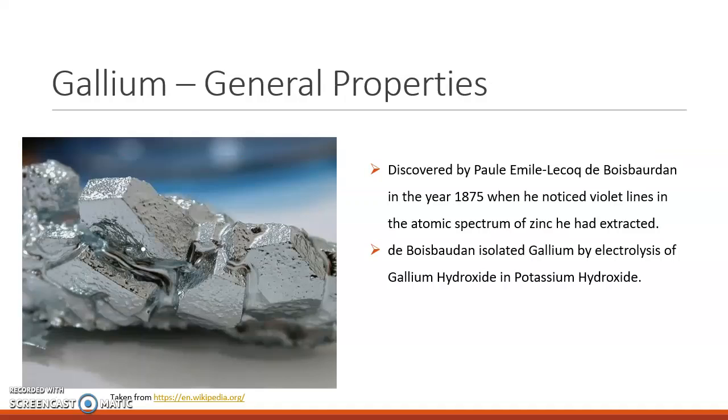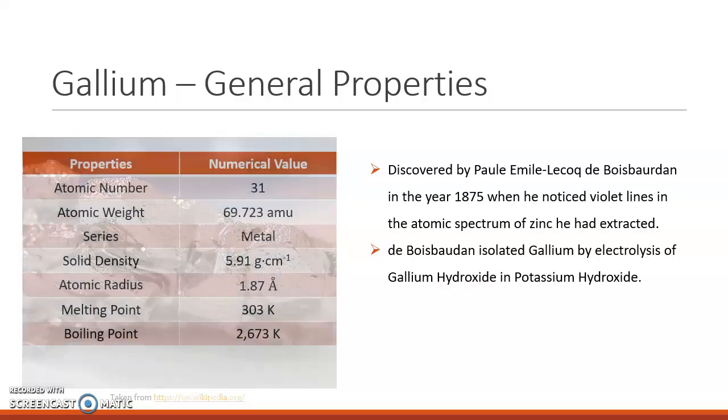The next element is gallium. Gallium was discovered by de Boisbaudran in the year 1875 as he first observed a violet line in the zinc he had extracted. He isolated gallium by electrolysis of gallium hydroxide in potassium hydroxide solution. As you can see on the left, it is a solid of blue-gray color at room temperature and standard pressure.